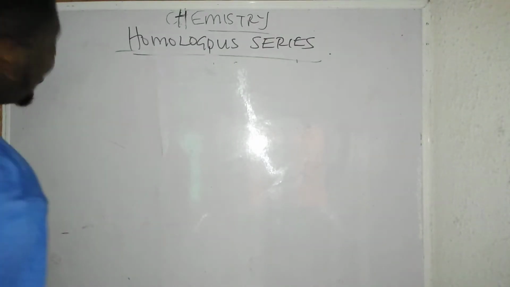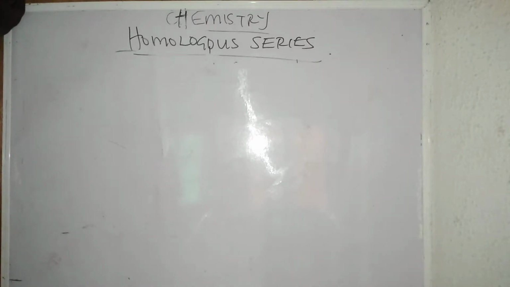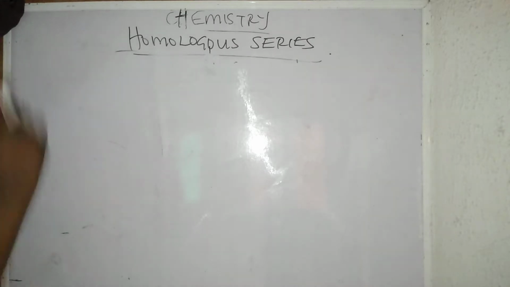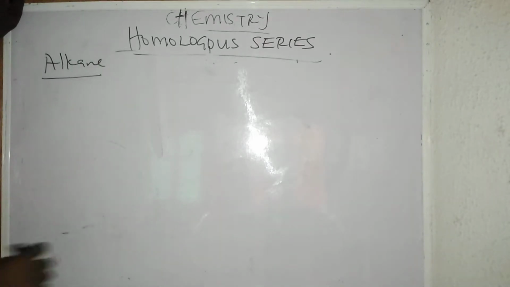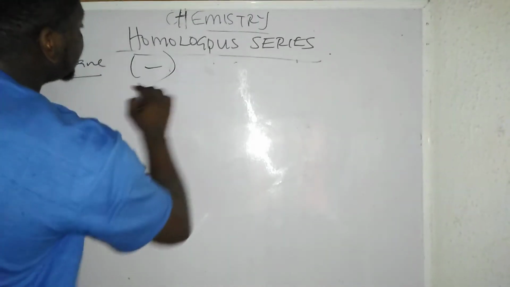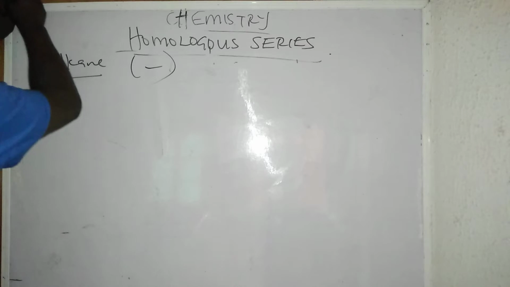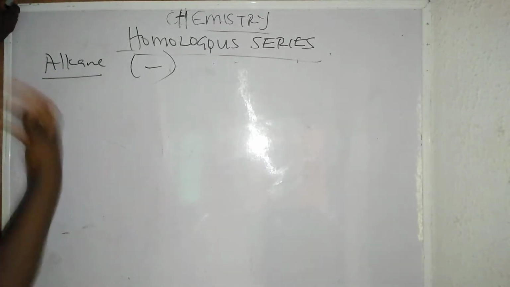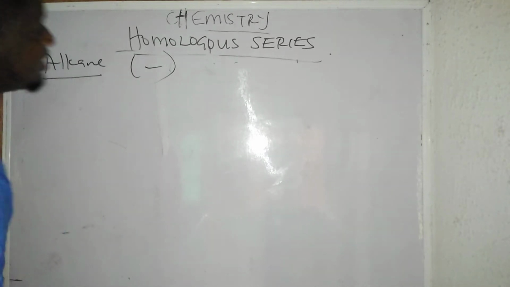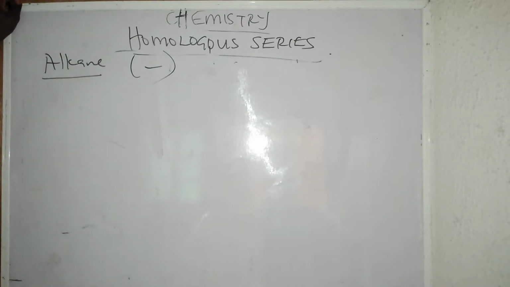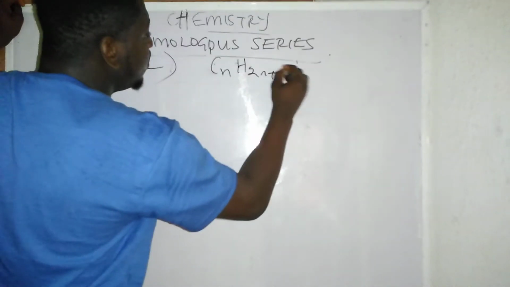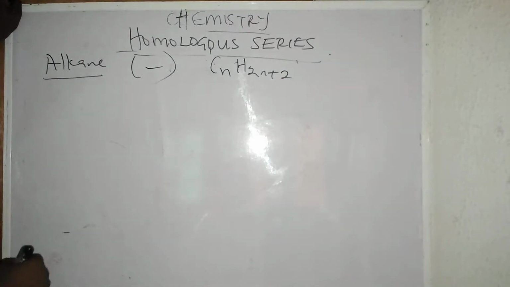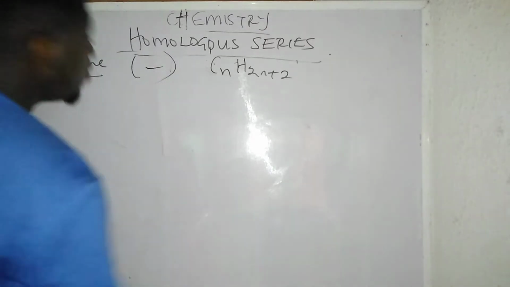Now, in this video, I will be walking you through a few of the homologous series. And we will be starting with the popular family, which is the alkane. The alkane is a single bond saturated hydrocarbon. What do I mean by single bond saturated hydrocarbon? A family, an organic compound, that has just single bonds in it. The molecular formula for this family is given as CnH2n+2.